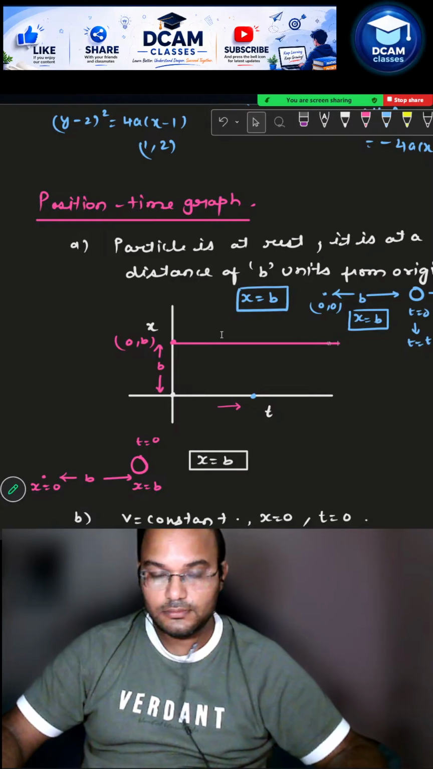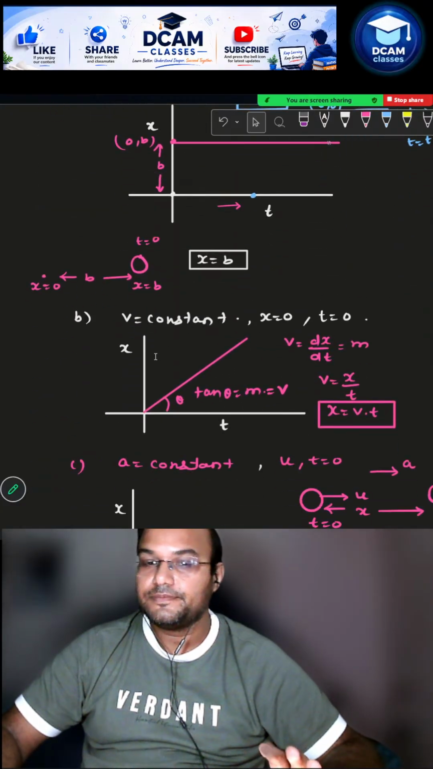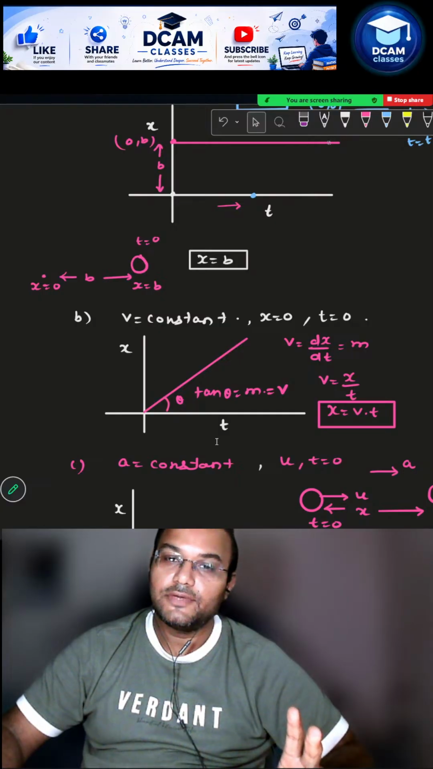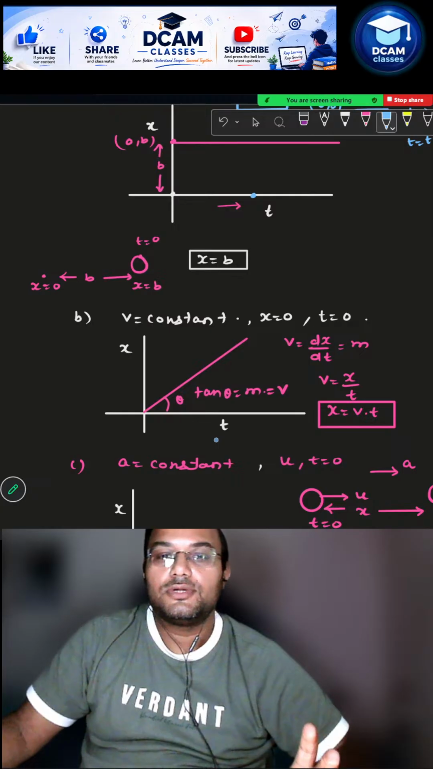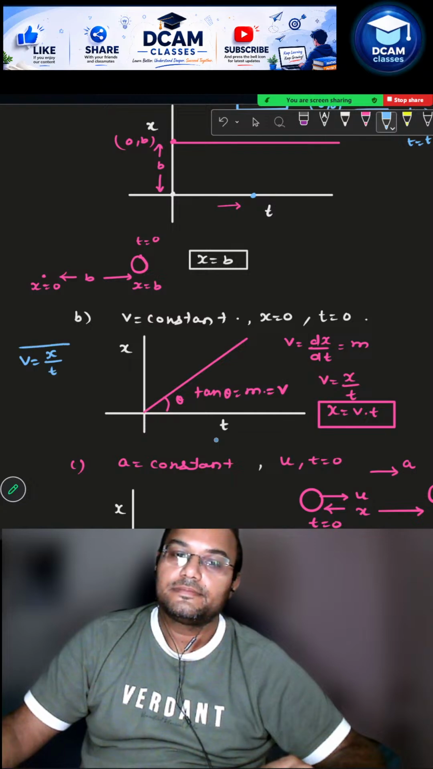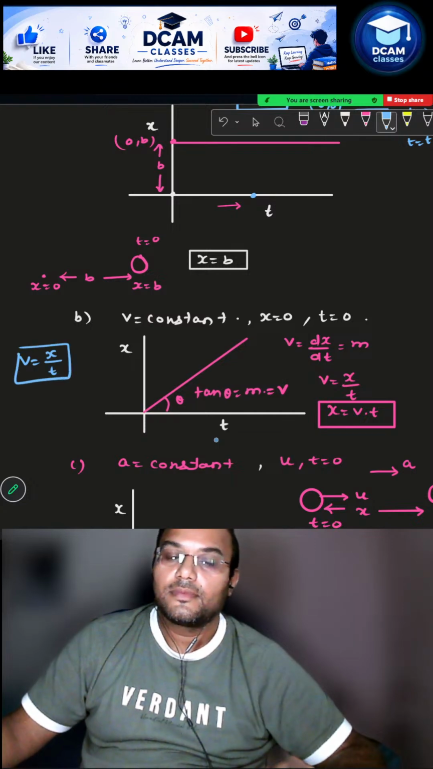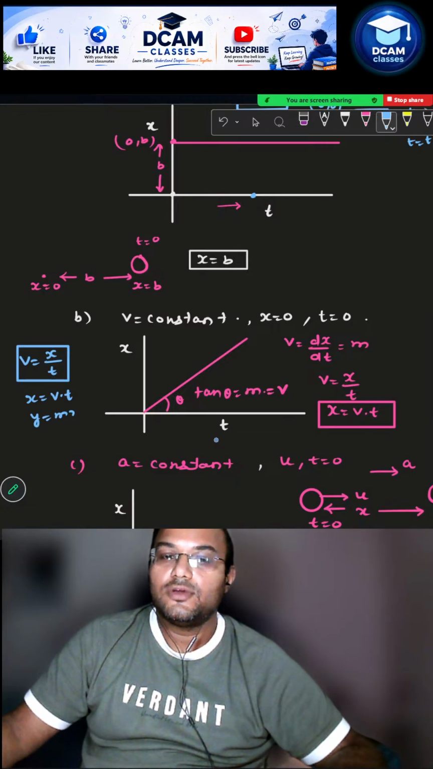Okay, now in the same way, when the velocity is constant, we have to draw the x versus t graph, and it will be a straight line passing through the origin. Why? Because v is constant, that means you can write x by t equal to v, so x is equal to v into t. V is constant. It is actually y is equal to mx type.